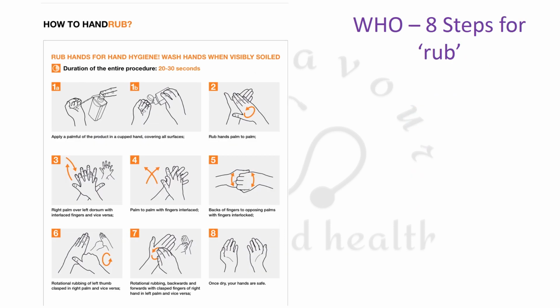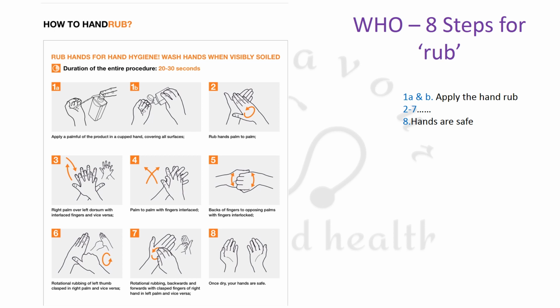The WHO also gives 8 steps for hand rub. These 1A and B apply the hand rub, 2 to 7 are the same as we had seen except the wrist, and 8 is hands are safe. The last step in both wash and rub as per the WHO is hands are safe. The WHO steps of hand wash and hand rub are definitely asked in the exam.